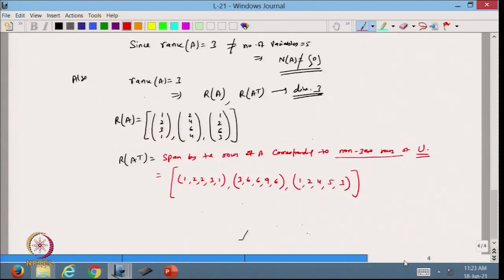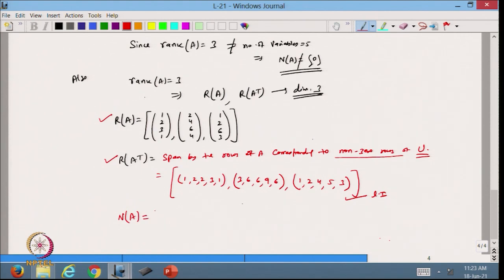Now from here, this is a linearly independent set of vectors. You can check that these are linearly independent vectors I have taken, and from here I know that the dimension is 3, so it is equal to the rank. So, now from here I am able to find R(A) and R(A transpose). Now, from here quickly I can find my null space N(A).